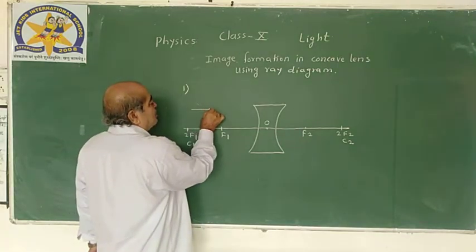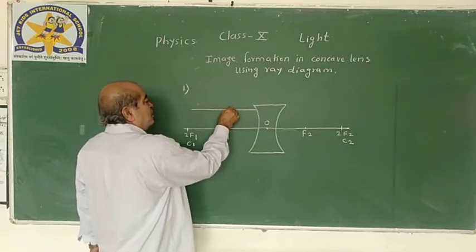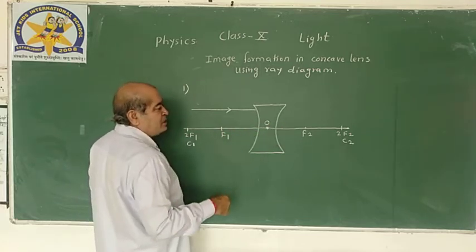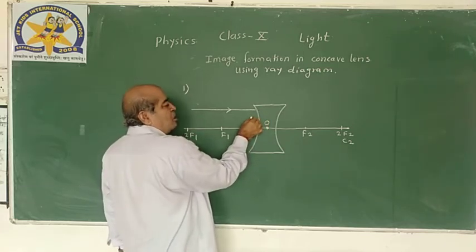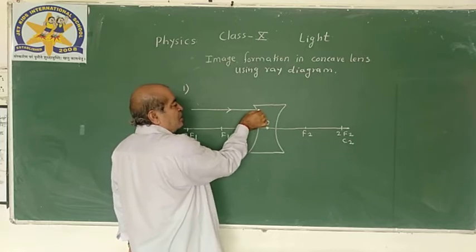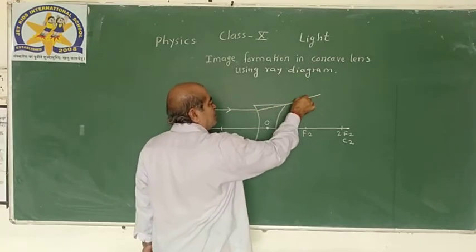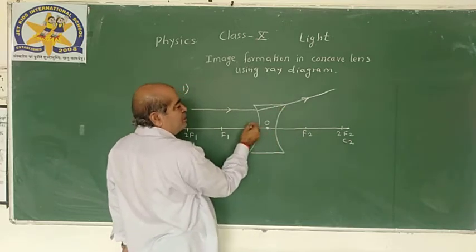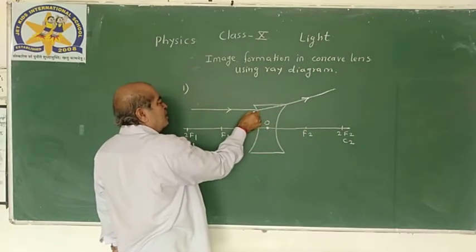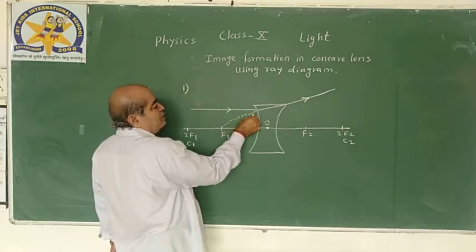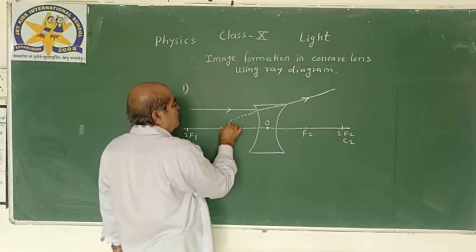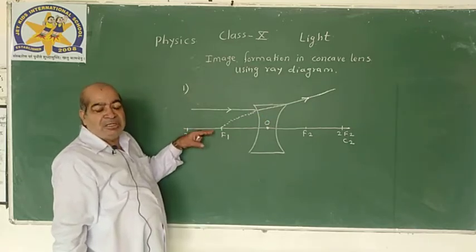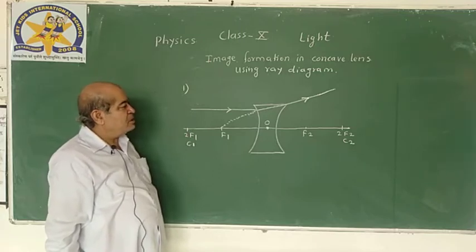When a ray of light parallel to the principal axis, this is the principal axis, is incident on the concave lens, after refraction, the ray of light diverges from the principal axis and appears to come from the principal focus on the same side of the incident ray. So this is the first rule.